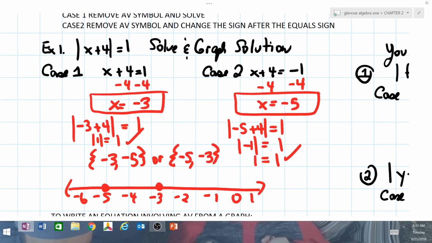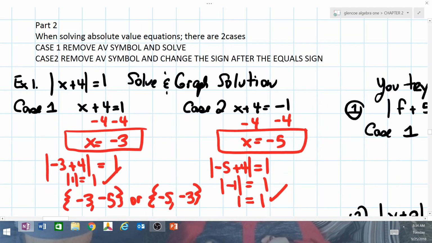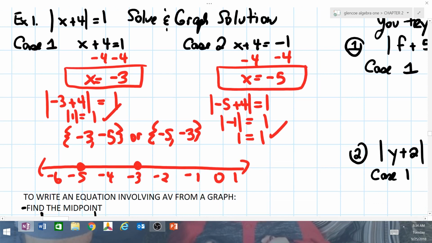Okay, let's look at the problem again. When solving an absolute value equation, please remember there are always 2 cases. Look at the original problem. Case 1, remove the absolute value symbols, rewrite it, and solve. Case 2, remove the absolute value symbol and change the sign of the number after the equal sign. Okay? After you do that, make sure you plug them back in. Your answer goes in set builder notation, and then go ahead and graph your answer.